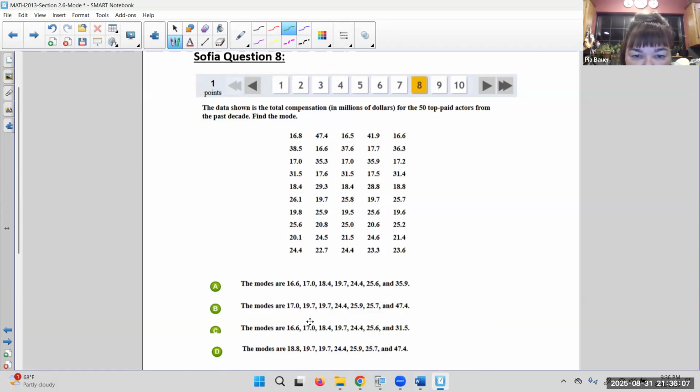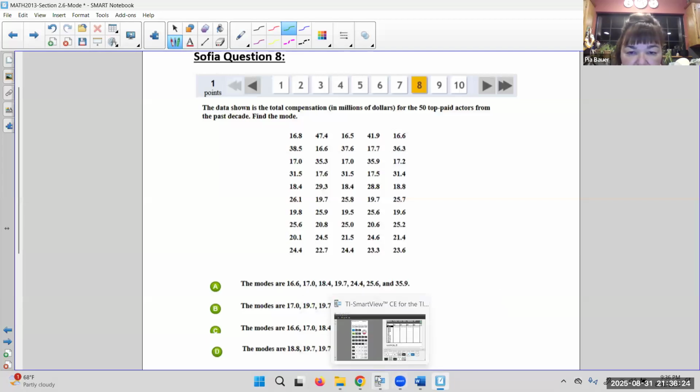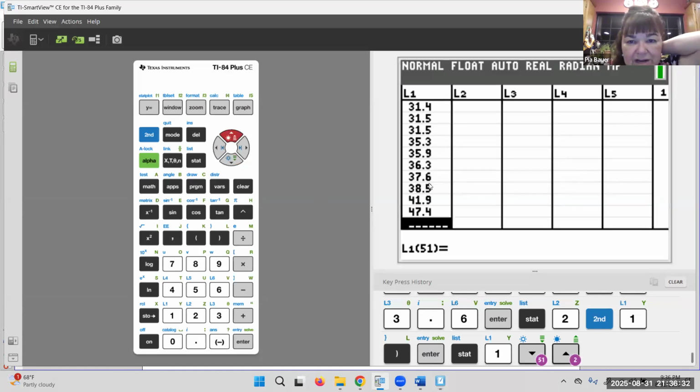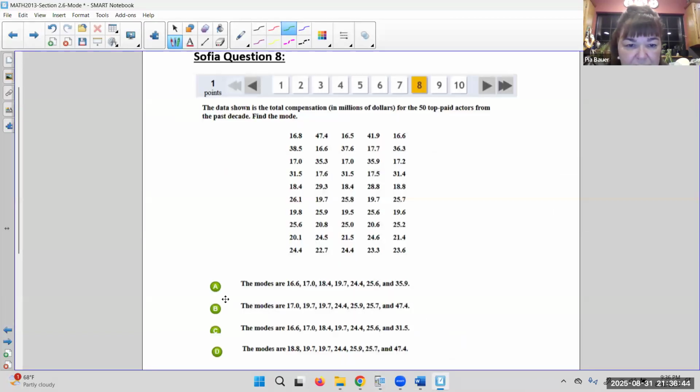Then the next one is 17, 18.4, 19.7, 24.4, 26.6. So the only difference in A and C is 35.9 and 31.5. So let's look. I'm going to go to the bottom, and I notice that 31.5 repeats, not the 35 point something. So when I look back, it should be C. It should be this one.